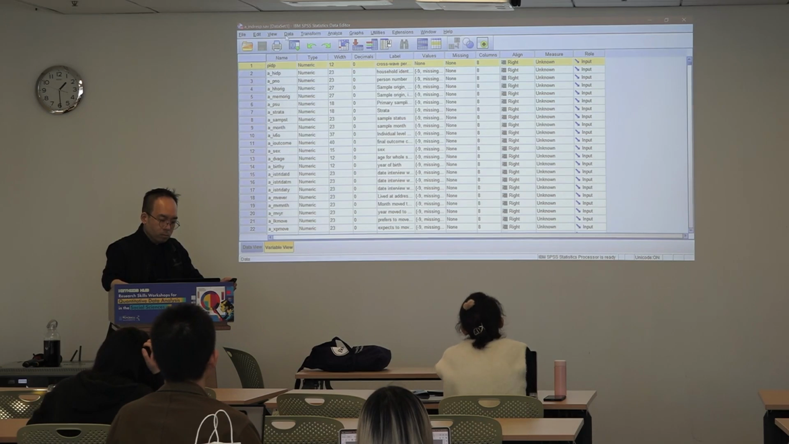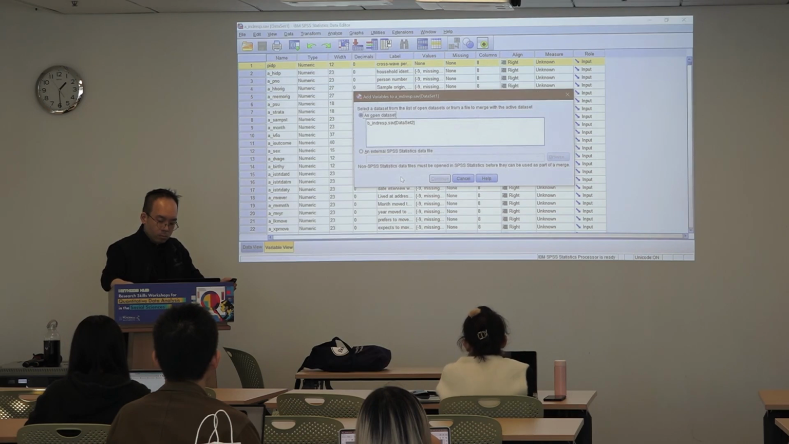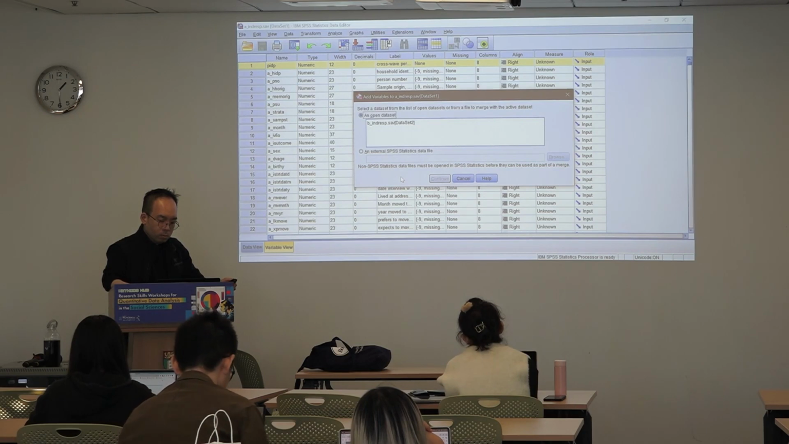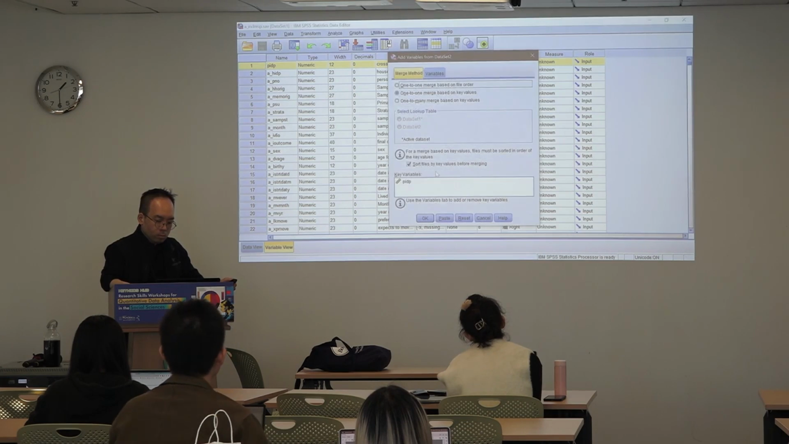To conduct the merge, click on the Data tab at the top of the screen, then hover over Merge Files and select the second option to Add Variables. This will open the Add Variables window. This window gives you the option to conduct the merge with either an open dataset or an external SPSS data file. We want to use the Wave 2 data, and as it is open, it appears here in the first Open Datasets box. Click on the Wave 2 data file to select it, and then click the Continue button.